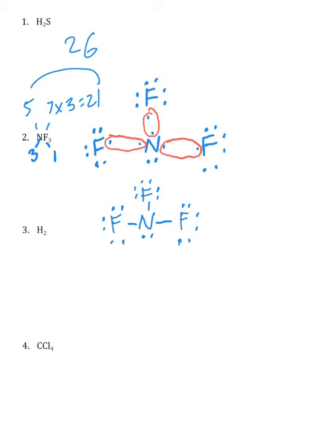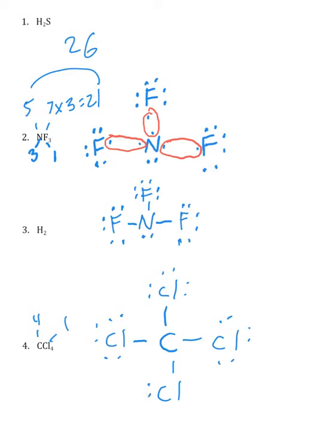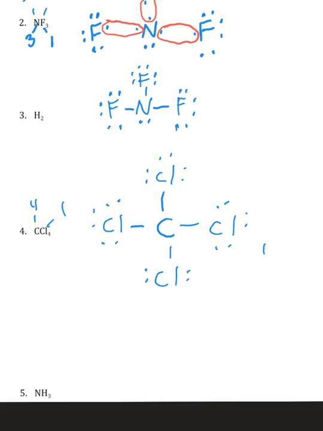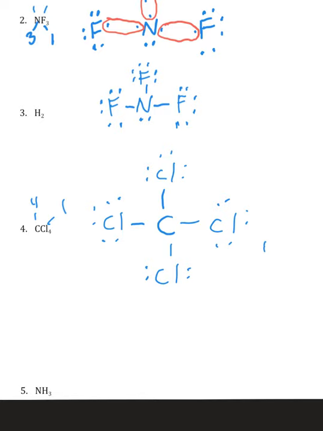For number 4, again, carbon makes 4 bonds, and chlorines only make 1 bond as they're halogens, so carbon needs to go in the middle. Chlorines all around the outside. This one's going to end up pretty simple. You're just going to end up with this. There we go. So that's what you should end up with for that one.